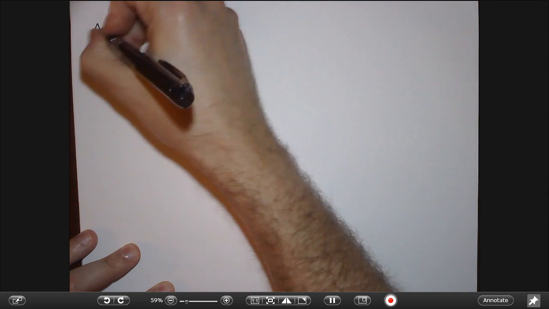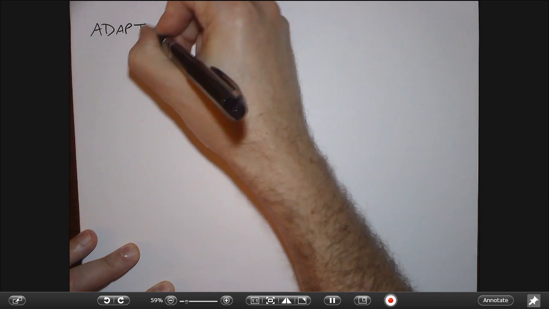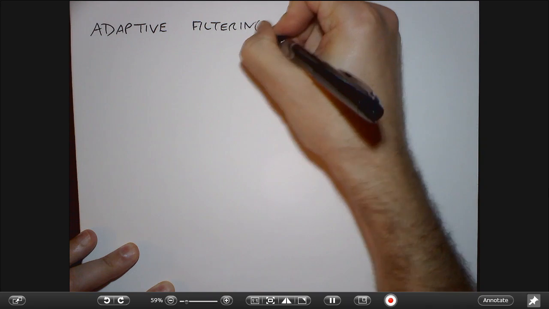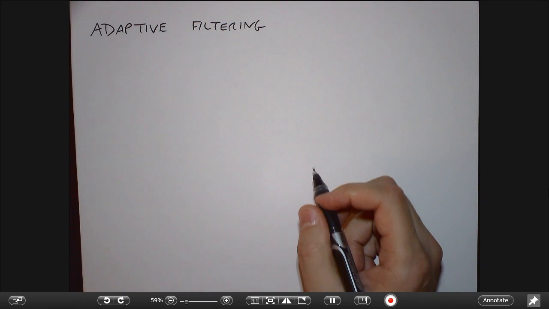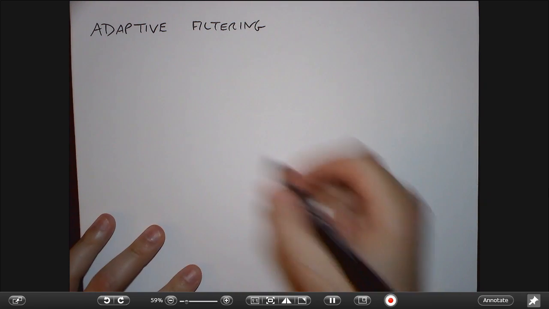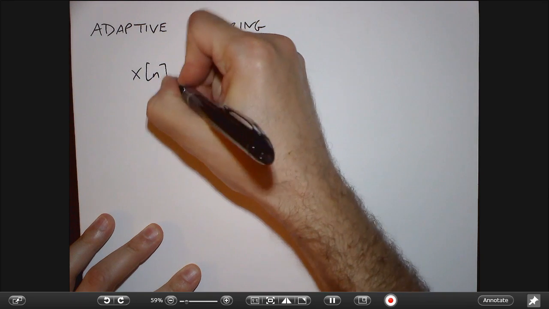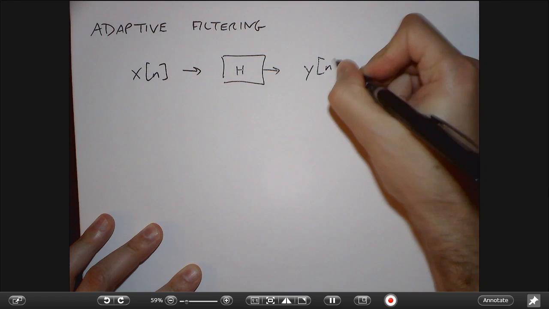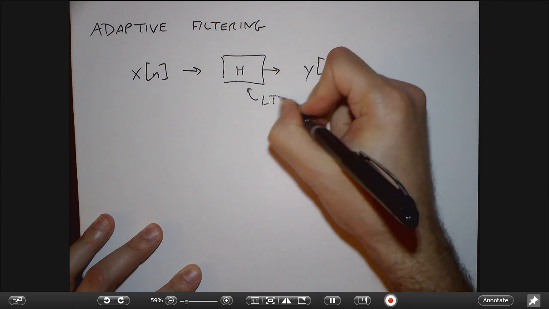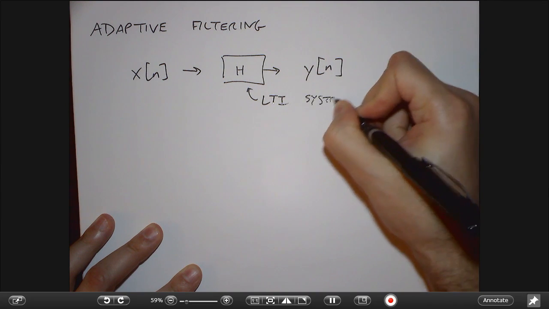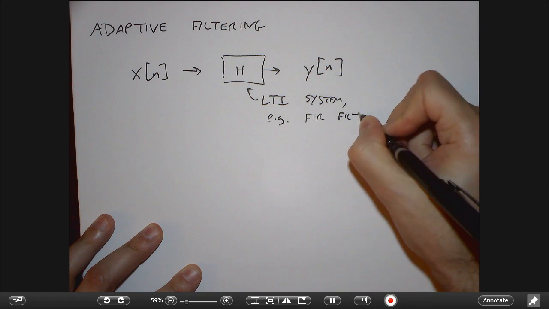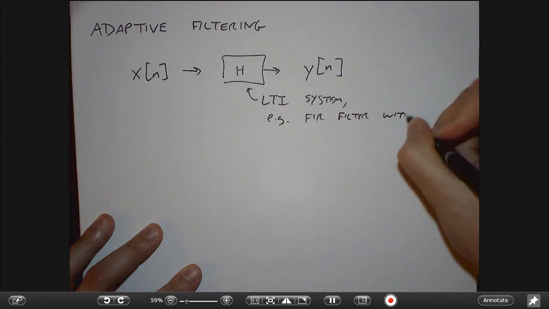Okay, so now we're going to start a new topic, which is basically the general area of adaptive filtering. And much of what we've talked about to this point is basically digital systems where I've got an input, I've got a filter, and I've got an output. And this H is assumed to be an LTI system. For example, this H could be an FIR filter with N taps.